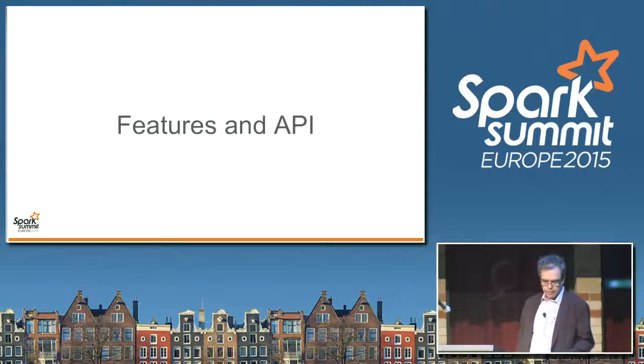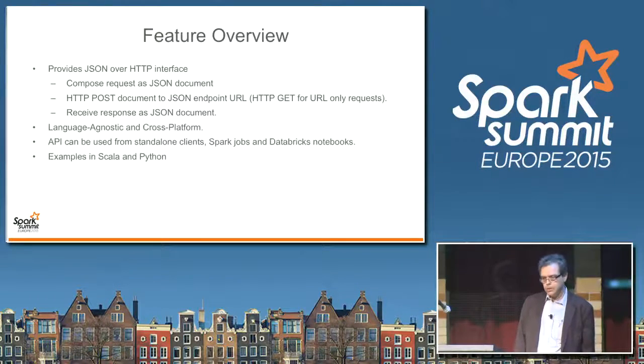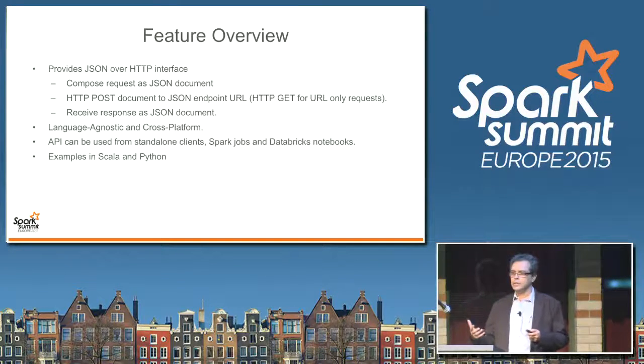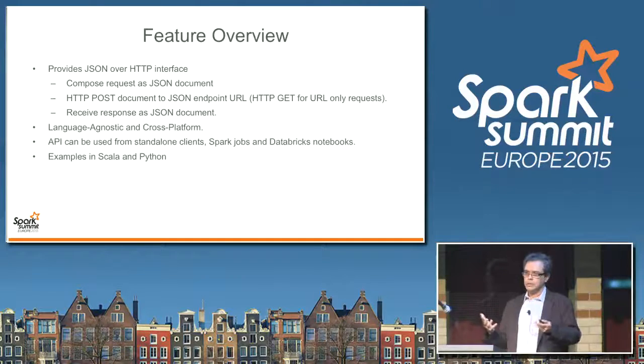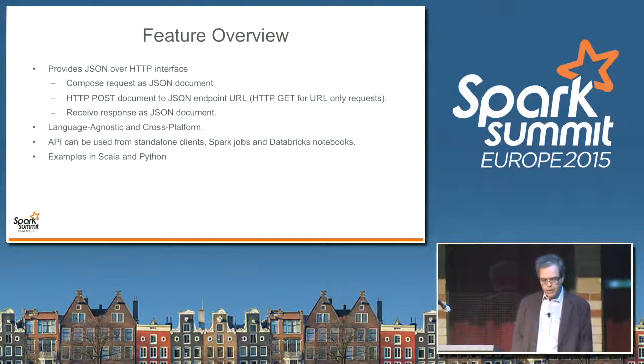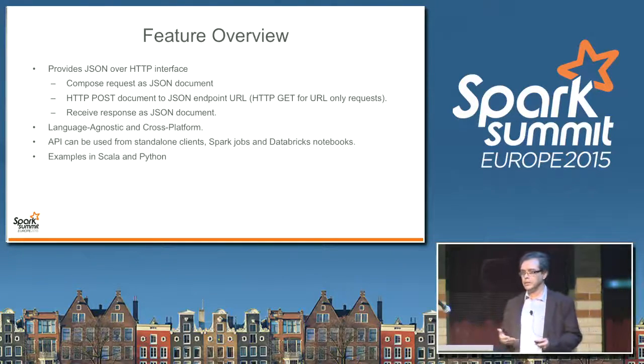Okay, so this was about the theory, and a little bit about the features. So we built it, and I got the inspiration from Elasticsearch, where everything is a JSON object. You create a request as a JSON object and send it over HTTP POST. The server responds back with another JSON object, which you parse to get your results. So obviously, this makes it language agnostic and cross-platform. We have used initially Python notebooks and then Scala notebooks on Databricks. But you could actually use it from standalone clients, Spark jobs, whatever. Anything that can do HTTP and read and write JSON.